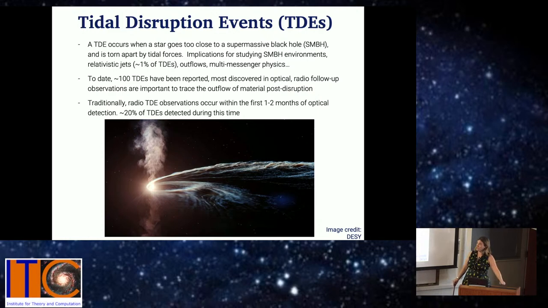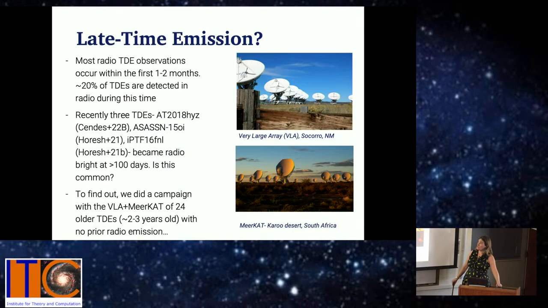I should also mention at this point of the talk that traditionally, radio TDE observations have been focused as soon as the TDE has been classified. You look in the first couple of months after the optical detection, and in about 20-30% of cases you will detect radio emission. Otherwise, radio telescope time is precious, so you go off and do other things with your time. But then the question is, what about late-time emission if you were to go later? And recently, there are three TDEs.